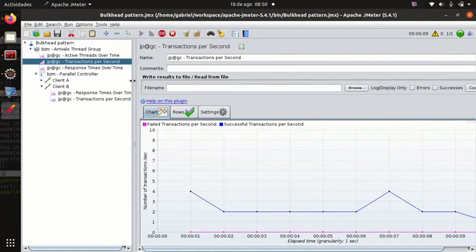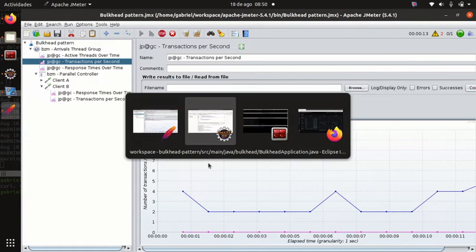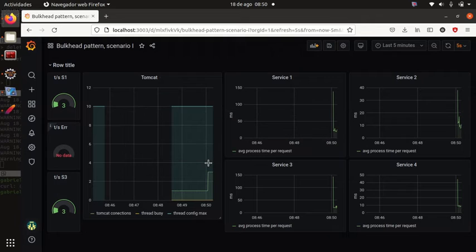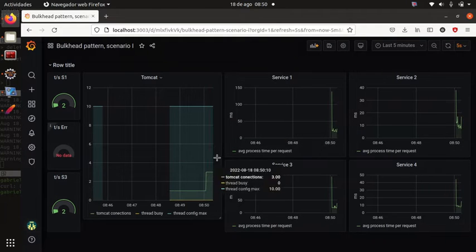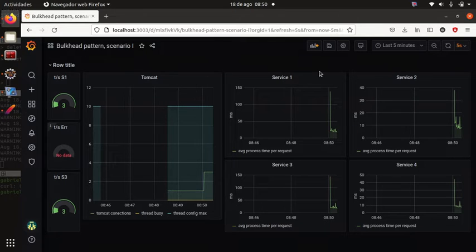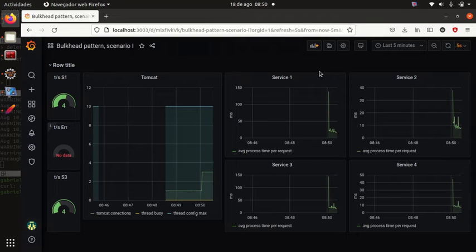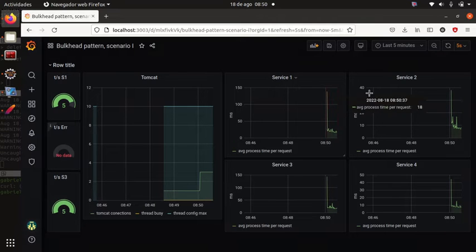Okay, the number of transactions will keep growing for a while. Let's see the server side. Here I have 4 graphs on the right side that show the response time of each service. I put a delay on each service that simulates some work. I'm not sure what these peak values are, but anyway.